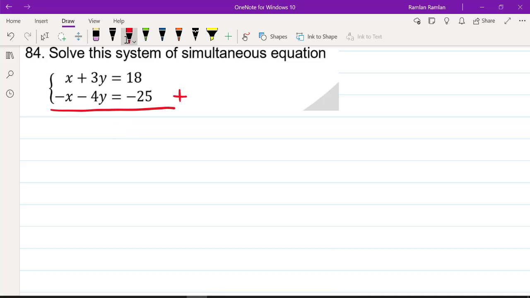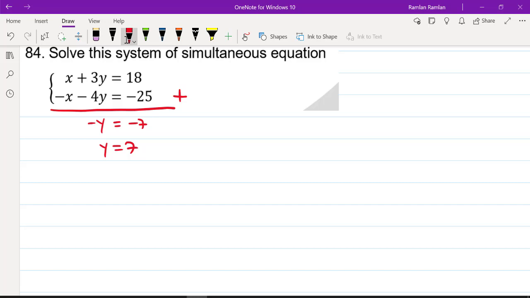So if I add them, these two become 0x. It's just 0, right? And if I add these two, there'll be 3y plus negative 4y, which is negative 1y. And if I add these two, there'll be negative 7. Because we have a negative 1 here, divide both sides by negative 1. So y equals 7.